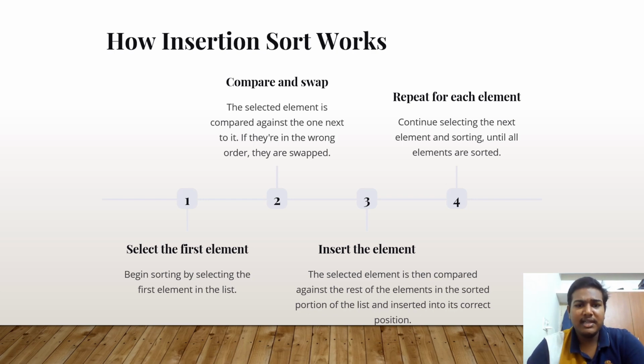Compare and swap. The selected element is compared against the one next to it. If they are in the wrong order, they are swapped. Insert the element. The selected element is compared against the rest of the elements in the sorted portion of the list and inserted into the correct position. Repeat for each element. We should do this for every element. Continue selecting the next element until all the elements are sorted.